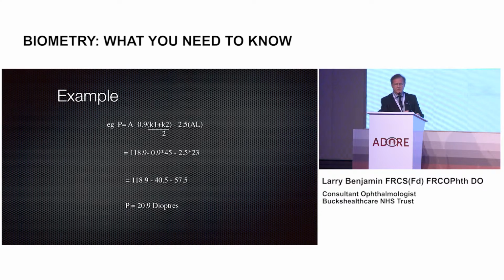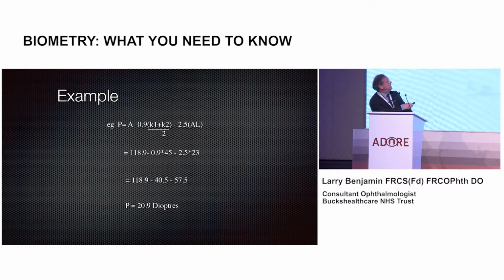Now, in the old days, we used this formula. This is the original Sanders, Retzlaff, and Kratz formula, the SRK. And what you did was the power of the lens you wanted, P, was an A constant, which we can talk about, minus 0.9 times the average of the Ks, minus 2.5 times the axial length. Now, you can see from that the axial length has an important part to play, and if you get that wrong, your error is automatically multiplied by 2.5 times. So measuring the axial length accurately is very important.